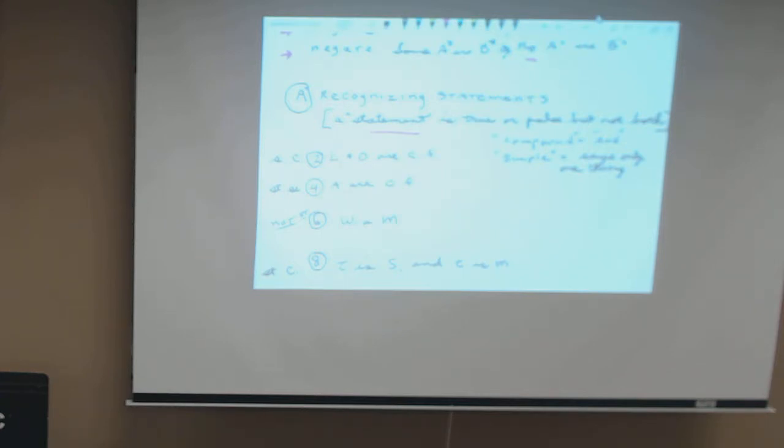Now, what are we supposed to do for 1 through 8? First, determine whether each sentence is a statement or not, which means it's either true or false. And then classify each sentence as a simple or a compound sentence. And if it's compound, give its components. So there's 3 things to do here.